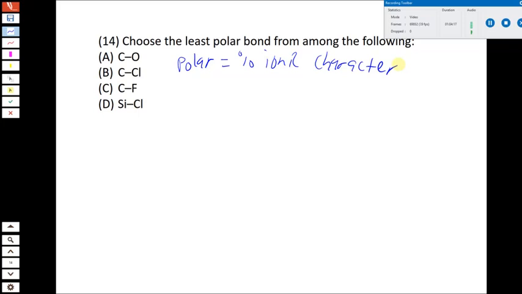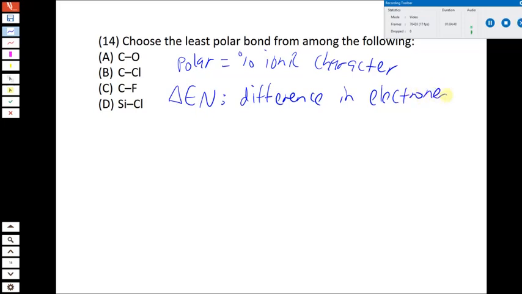Remember that polarity is unequal sharing of electrons. In the extreme of a polar bond, the electron completely gets transferred from one atom to the other, and you have an ionic bond. So ionic character is another way of saying how polar that bond is. So here we're looking for the least polar, and remember that we're looking for the difference in electronegativity. That's going to dictate how polar the bond is. So the larger the difference in electronegativity, the more polar the bond is. So we're looking here for the one that has the smallest difference.